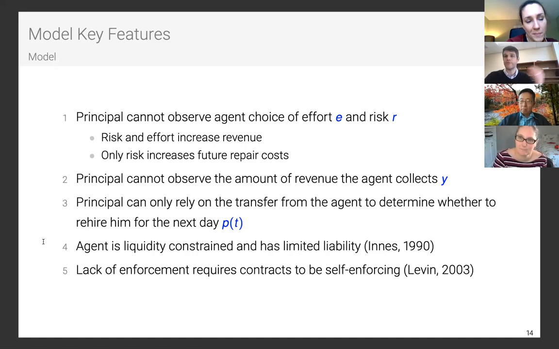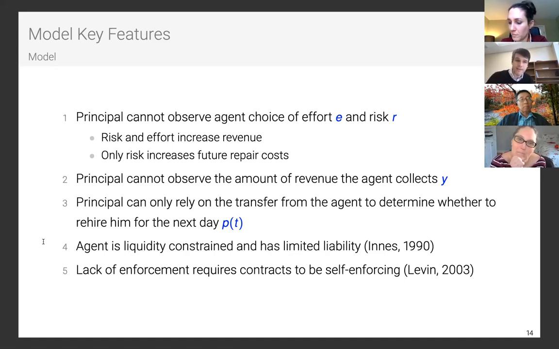In addition to this classic worker choice problem, we're also going to have that the owner can't observe the amount of revenue that the agent collects either, this variable little y. And so this is new in the literature, where these models typically assume that output is commonly known, and here we're not going to have that.